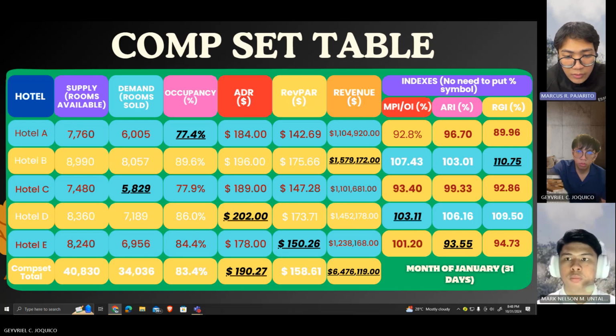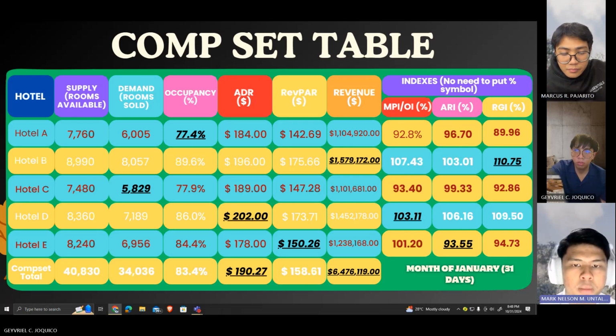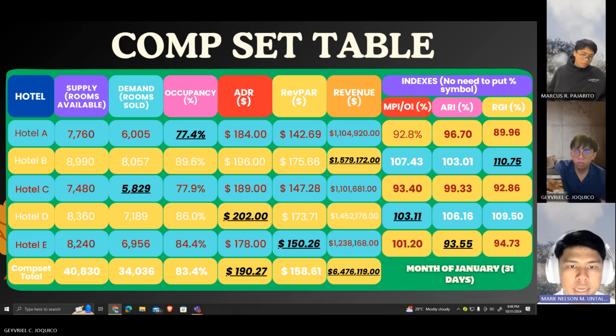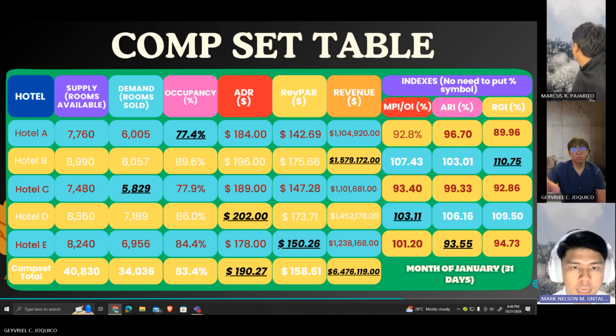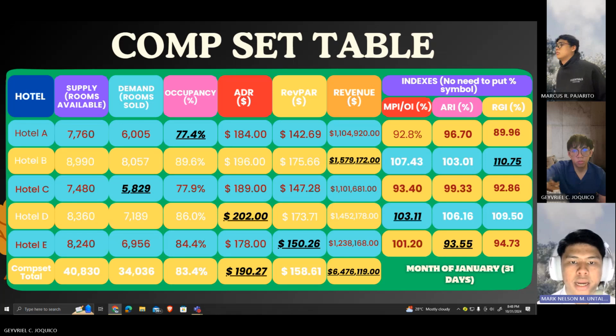Let's move on to the Revenue Generation Index. We are asked to compute the RGI of Hotels A to E. The RGI is determined by the formula: RGI equals RevPAR divided by RevPAR total, times 100. As for number 16, the Hotel A RGI is calculated by dividing the RevPAR by the RevPAR total and multiplying it by 100.